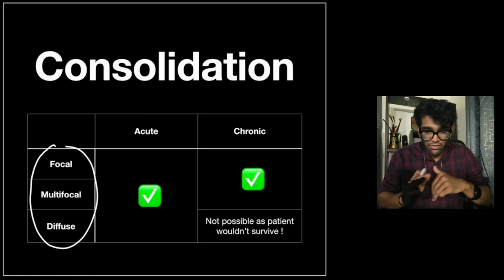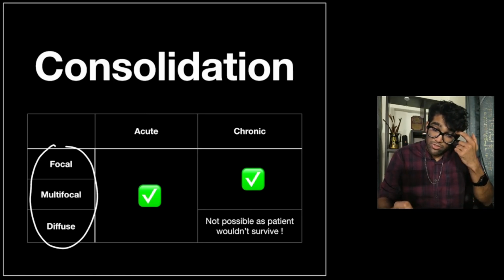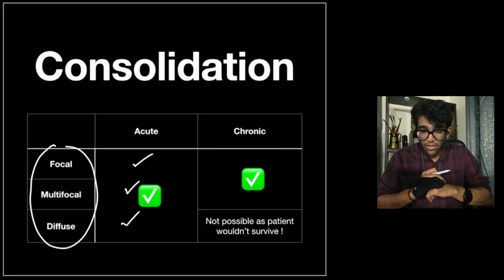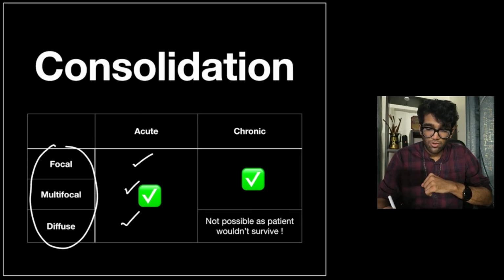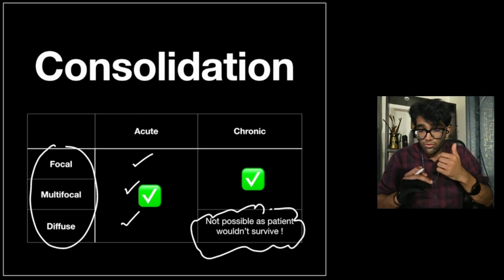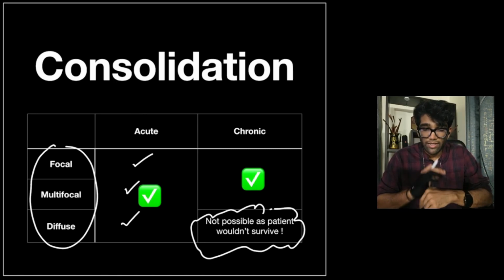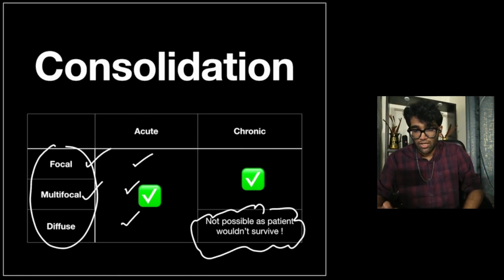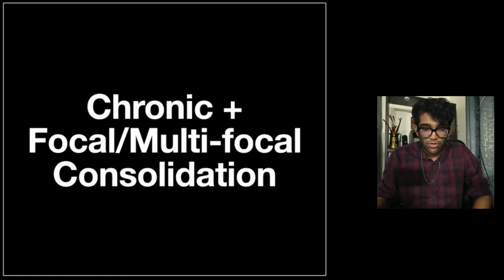this is rather subjective. Now, acute processes can be any of these three processes. However, chronically, a diffuse process would affect too much of the lung, and the patient probably wouldn't be able to survive that. So chronic consolidations are either focal or multifocal, and this will be a topic of discussion in one of the subsequent videos. So we call it a chronic focal or multifocal consolidation.